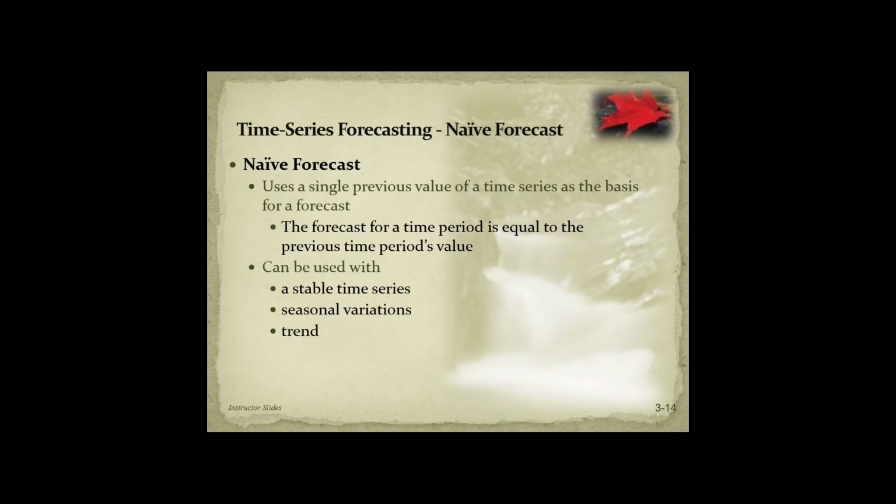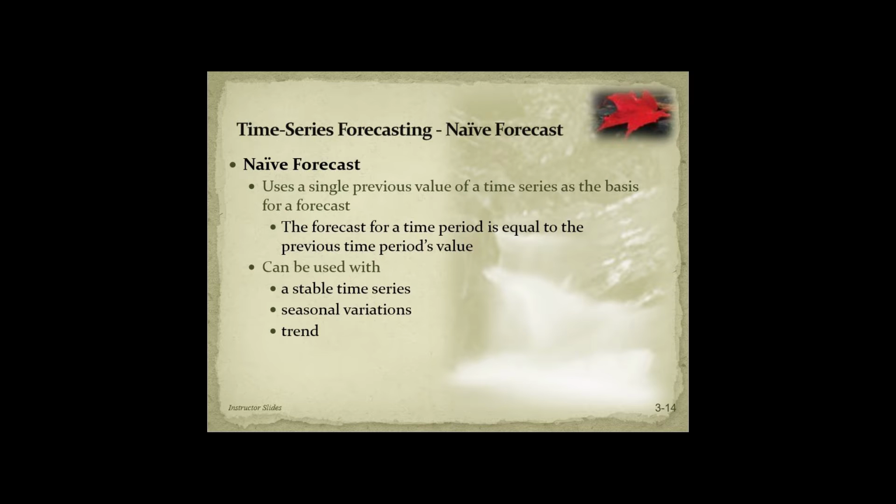Now the forecasting methods, we have the naive method that we have just solved the problem of, which is simply using a single previous value of a time series as the basis of the forecast. As we have said, sometimes they call it the naive is equal to the last period demand, which can be used with a stable time series, or with a seasonal variation, or with a trend. And therefore, naive is a flexible one.